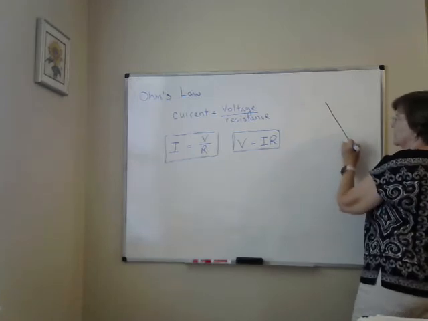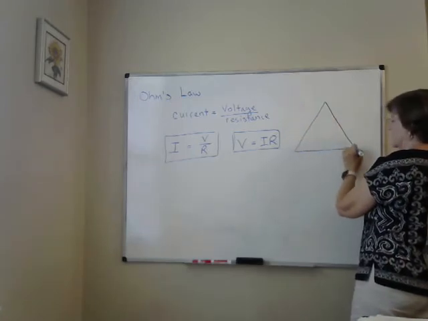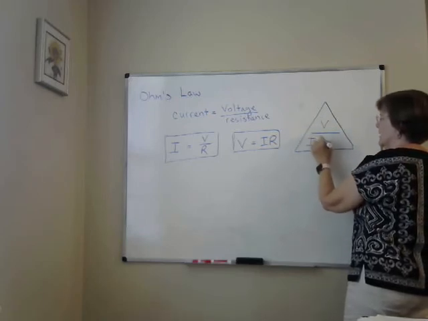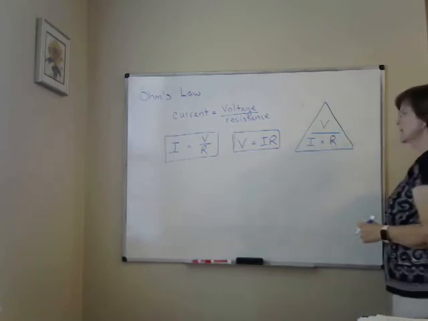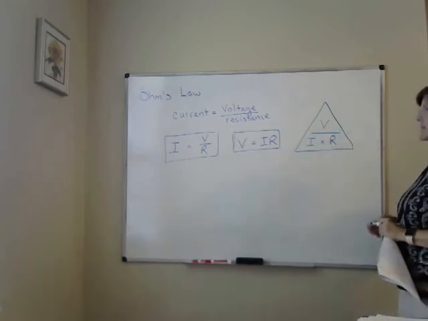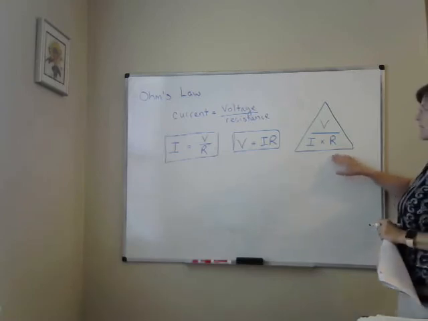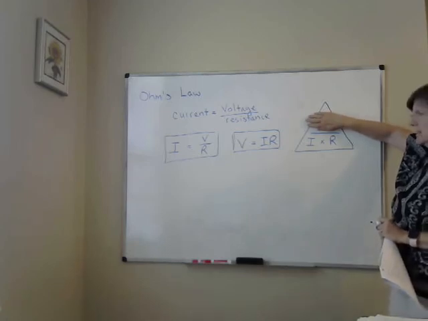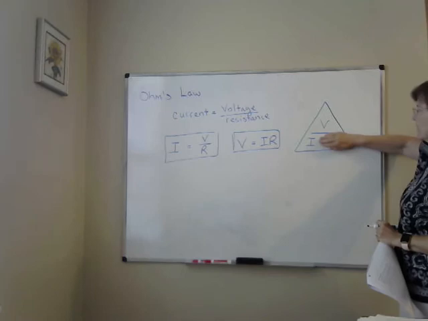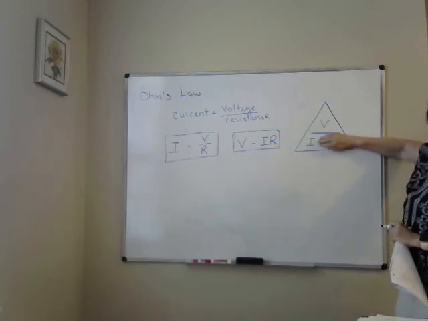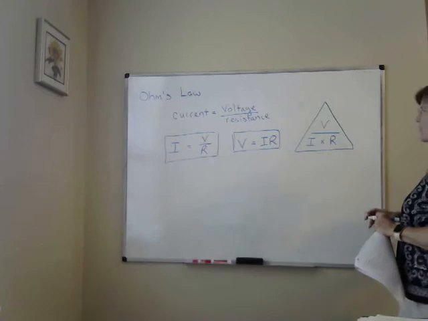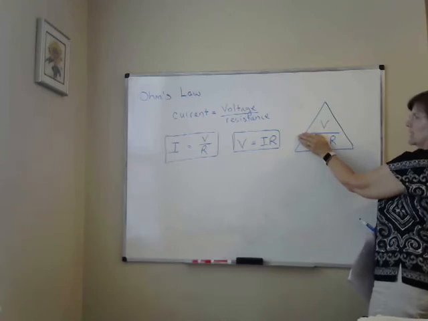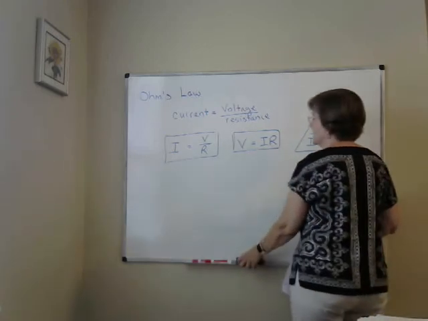You make a triangle, and you say V, and then you draw a bar, I times R. Now what's so helpful about this trick? If you use it like this, you'll know exactly how to solve. If you're looking for voltage, you cover up voltage, and you know, voltage is current times resistance. If you're looking for resistance, you cover up resistance, and you go, resistance is voltage divided by current. Or if I'm looking for current, I cover up the current. Current is voltage divided by resistance. So when you write it like that, it's real easy to solve problems.